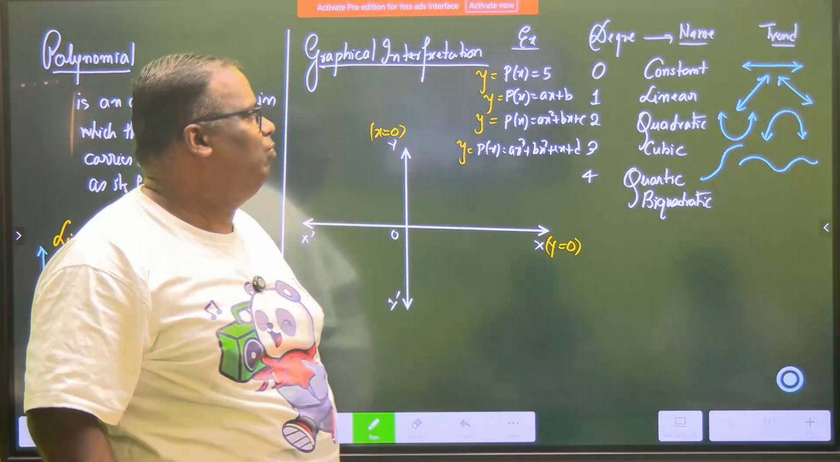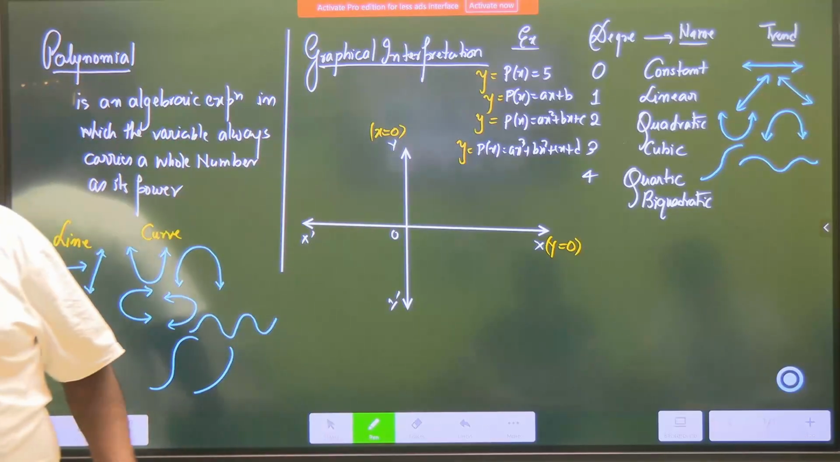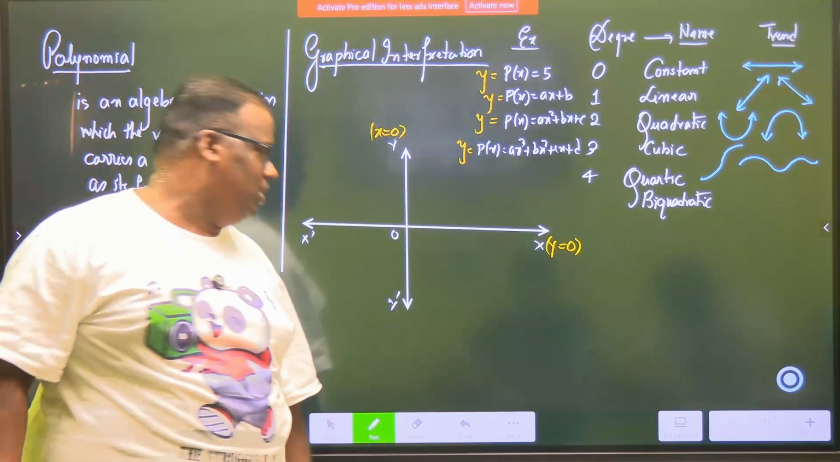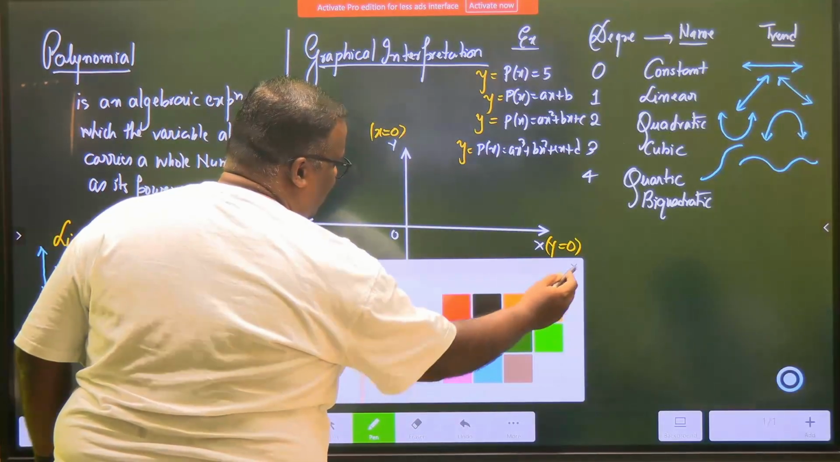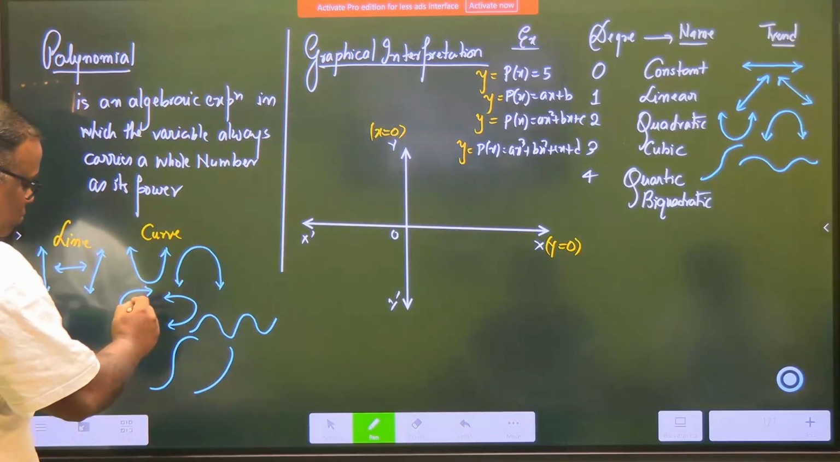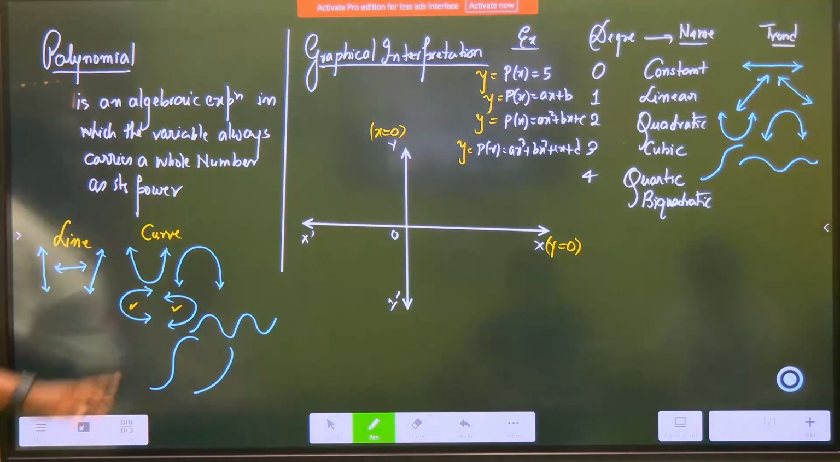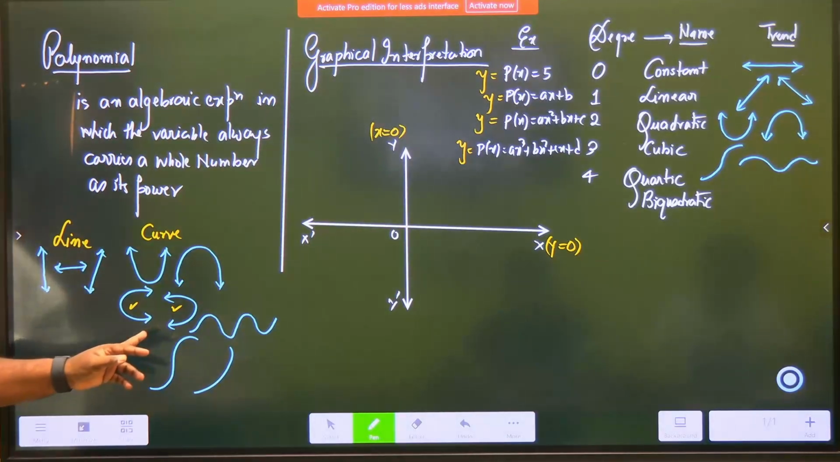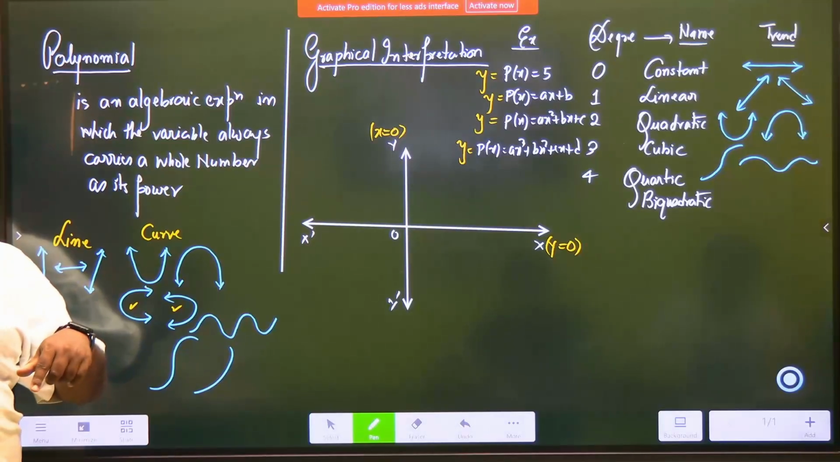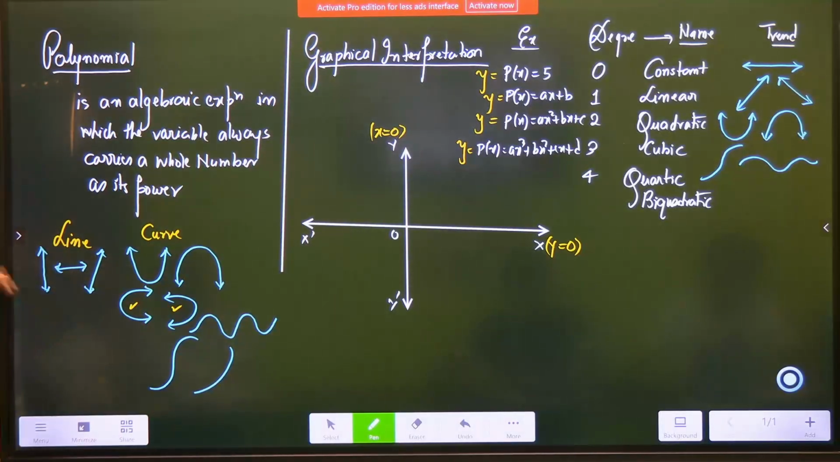Okay. One question you can ask me: sir, everything understood, but why did you make these two curves of parabola? This one and this one. While drawing, you only drew these two. These two will be when x is the dependent and y is the independent variable.